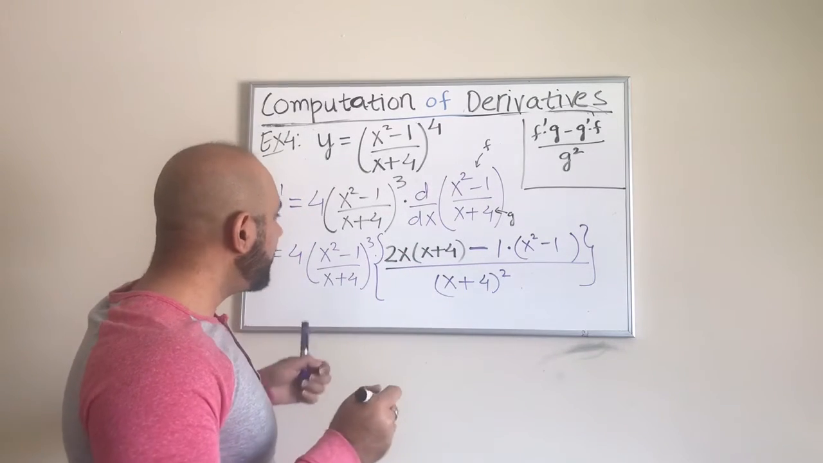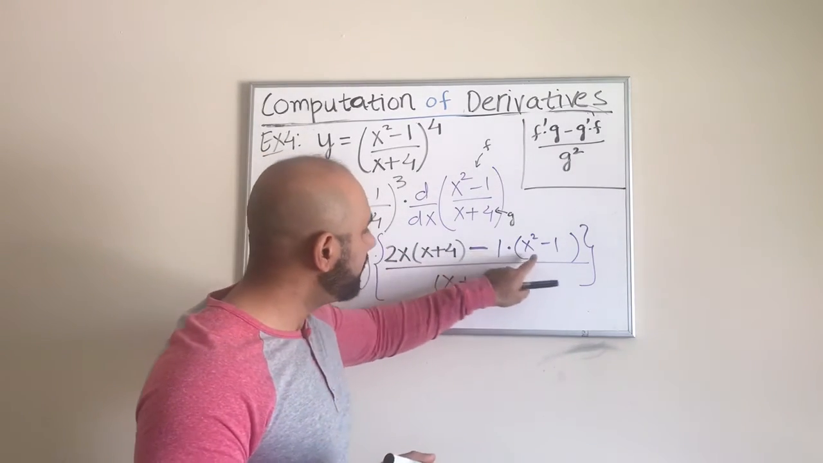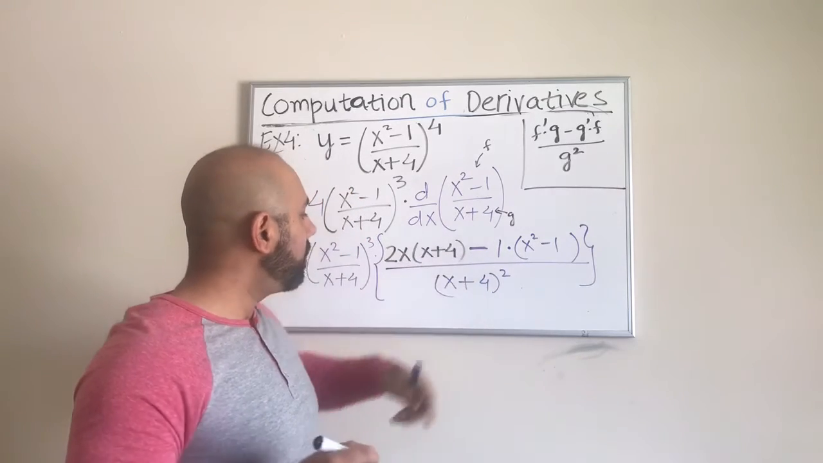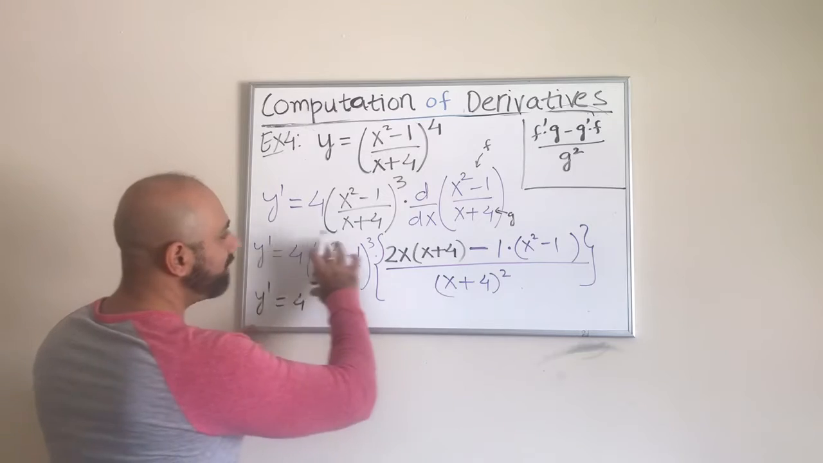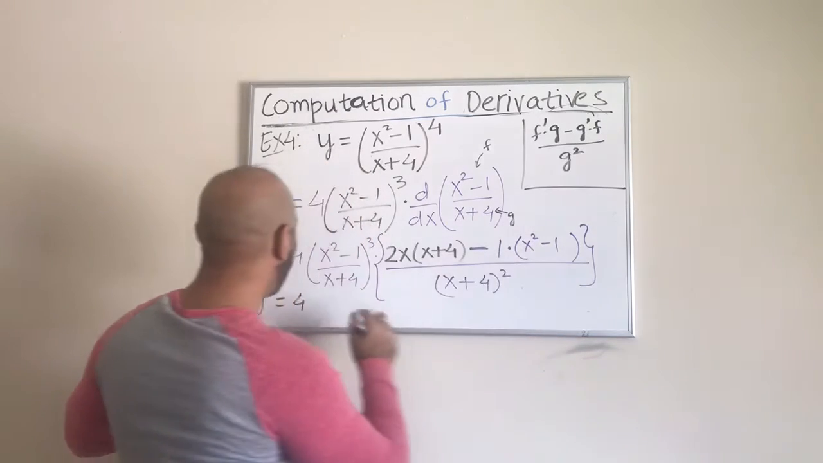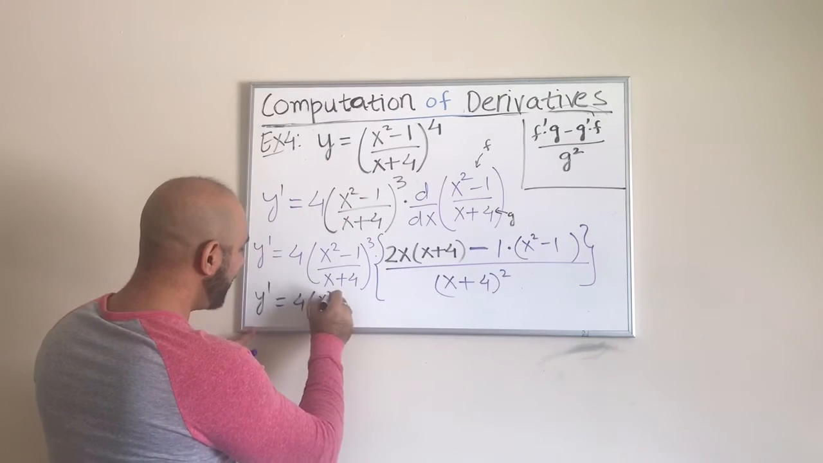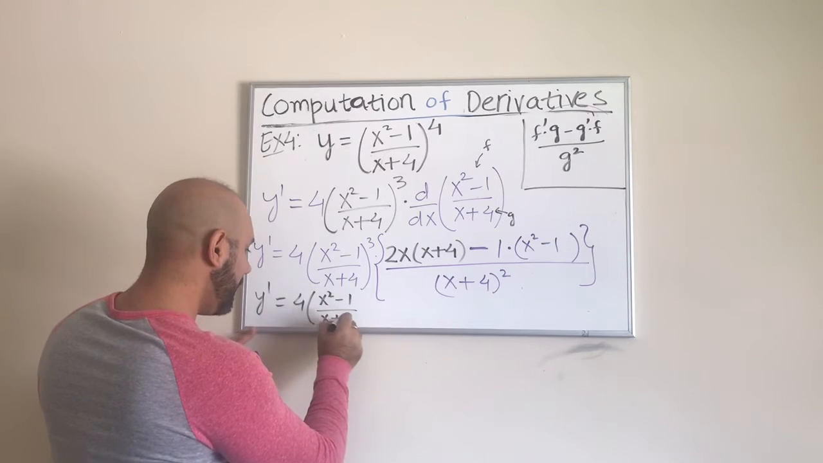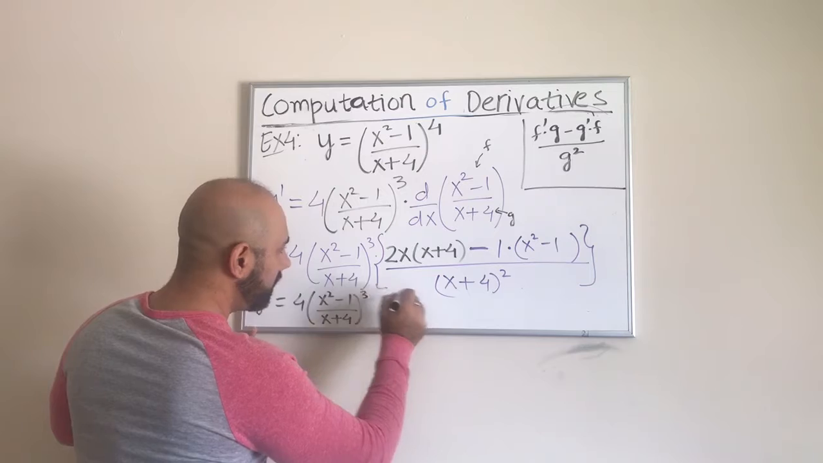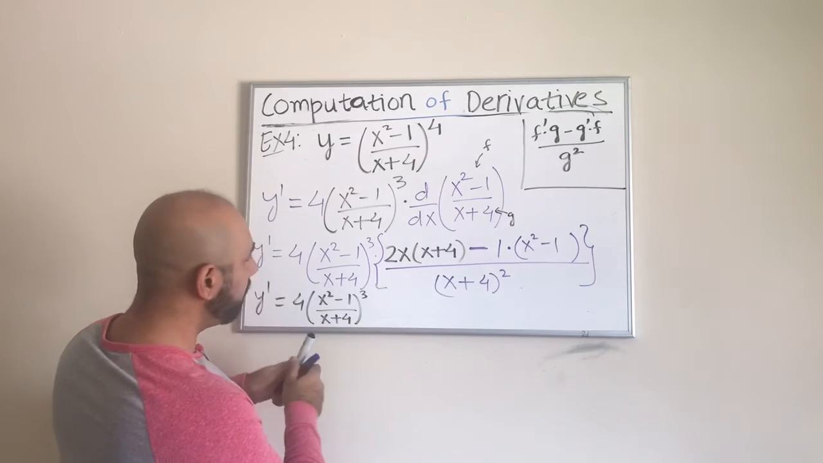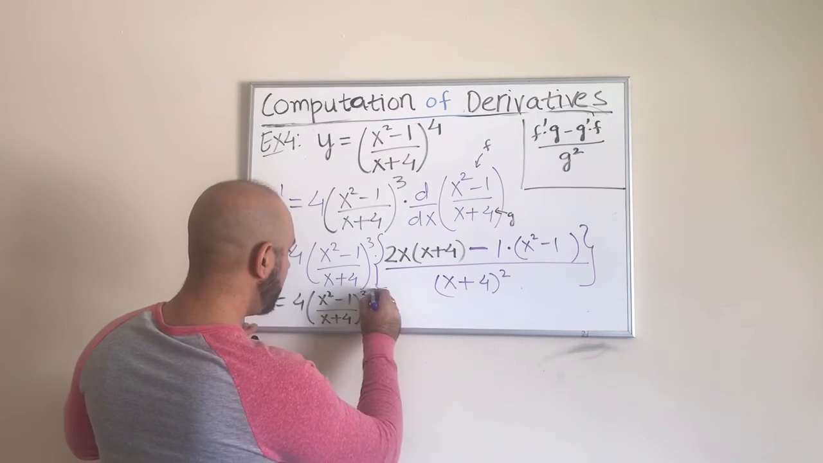Guys, I think we can still simplify, and we should simplify this numerator and see what we get. So y prime is going to be 4. So we cannot leave it like this, because we can still simplify. We should try to simplify as much as we can. And if we cannot simplify any further, then we're going to just stop right there. So let me try to simplify the numerator here. Let's see what we get.